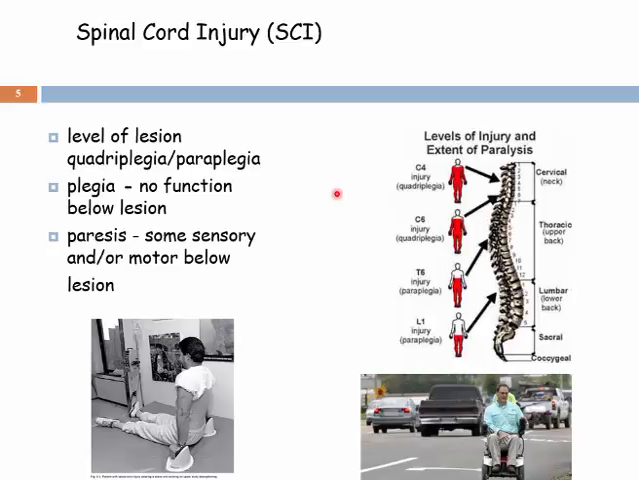Similarly, the slide depicts lesions at C4 and C6 here. You can see by the deficit distribution that this person has deficits in the entire trunk, lower extremities, and upper extremities. The terms for such injuries, in which all four limbs are affected, are quadriplegia and quadriparesis, depending again on the extent of damage to the spinal cord.